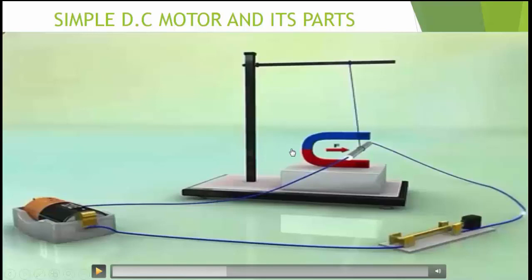As you can see here, there is a current carrying conductor placed in a magnetic field. That is, the horseshoe shaped magnet is placed, and the conductor is connected to a battery. As soon as the electrical current flows through it, and since this conductor is placed in a magnetic field, it experiences a force and moves.